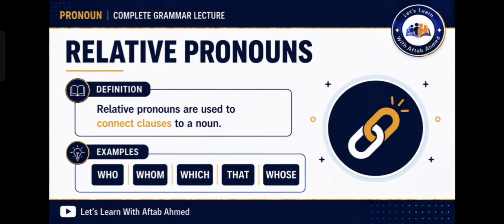Now let's discuss relative pronouns. Relative pronouns connect two clauses and refer back to a noun mentioned earlier. Examples include who, whom, which, that, and whose. Relative pronouns make sentences more connected and meaningful. They help combine ideas smoothly instead of using separate sentences.